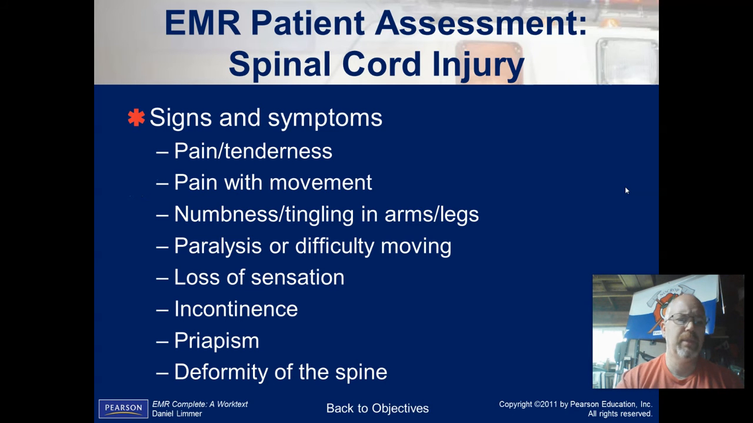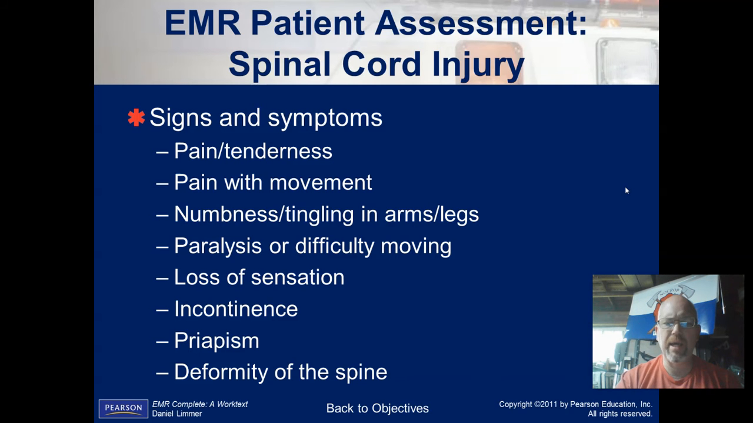to stabilize them. Signs and symptoms for spinal cord injuries: pain and tenderness, pain with movement, numbness, tingling in the arms and legs, paralysis or difficulty moving, loss of sensation. Incontinence, again, if you don't remember, is loss of bowel control. Priapism, which is a spontaneous erection that a male patient will go through after something like this because of spinal injury. This will persist. And deformities to the spine.